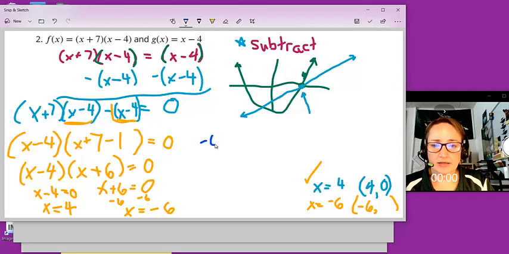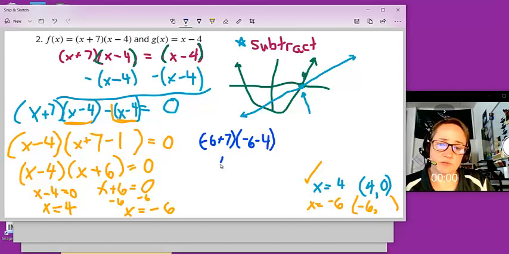So if I plug in a negative 6 plus 7 multiplied by negative 6 minus 4, I need to find out what this output would be. Negative 6 plus 7 is 1. Negative 6 minus 4 more is negative 10. And 1 times negative 10 equals negative 10. There's my output. There's the y value.